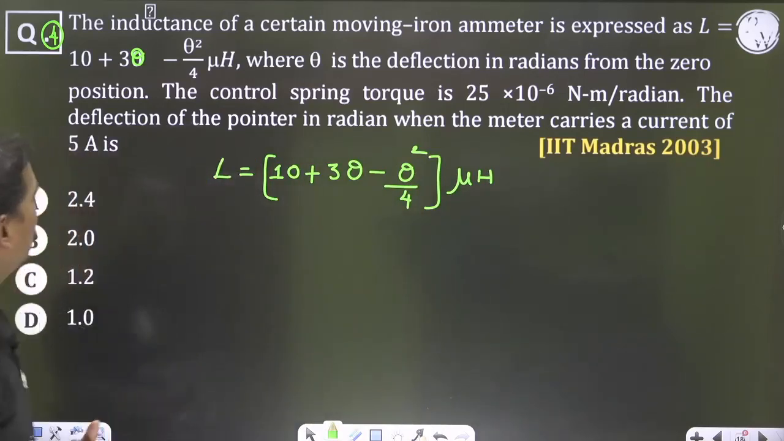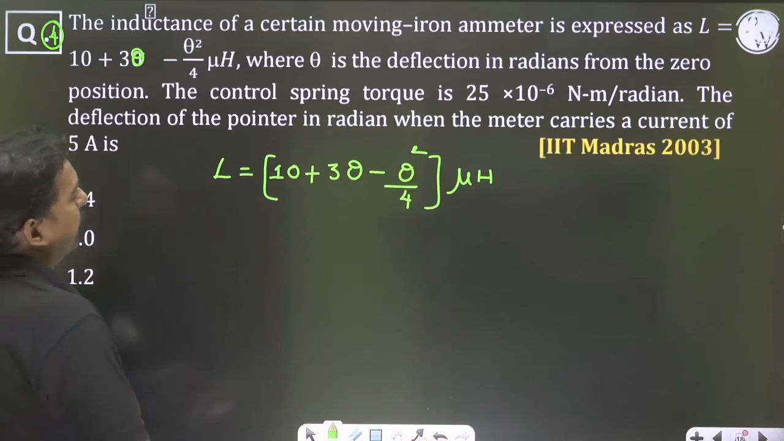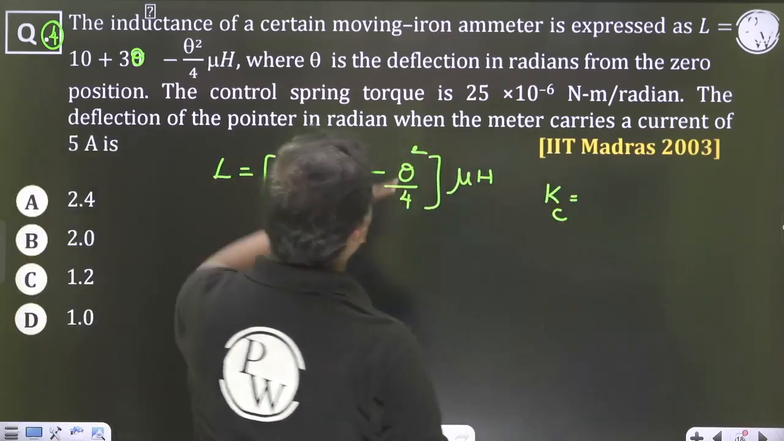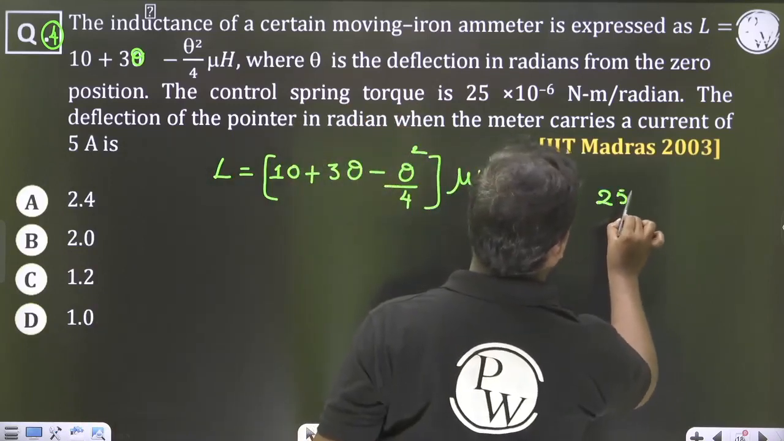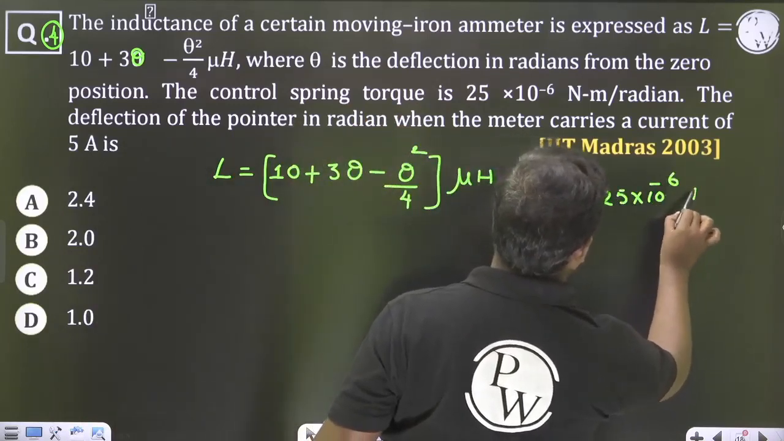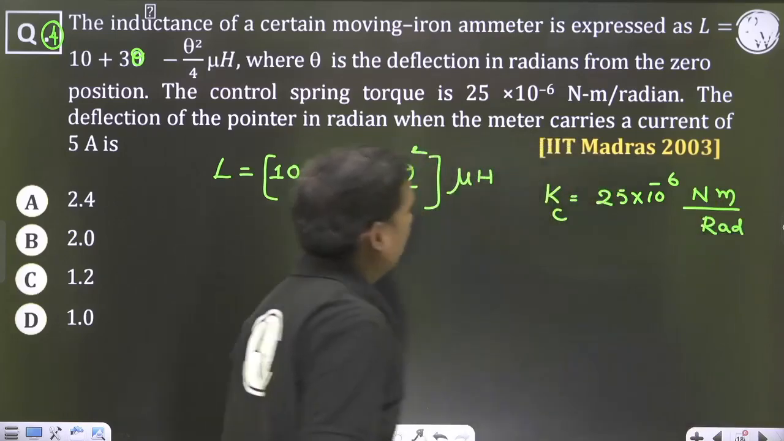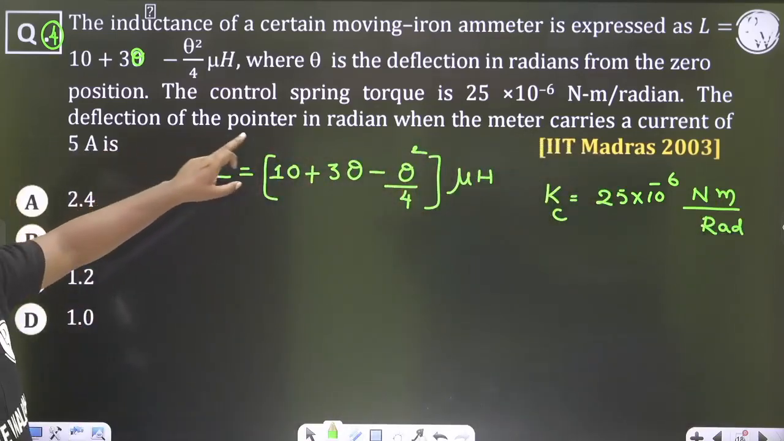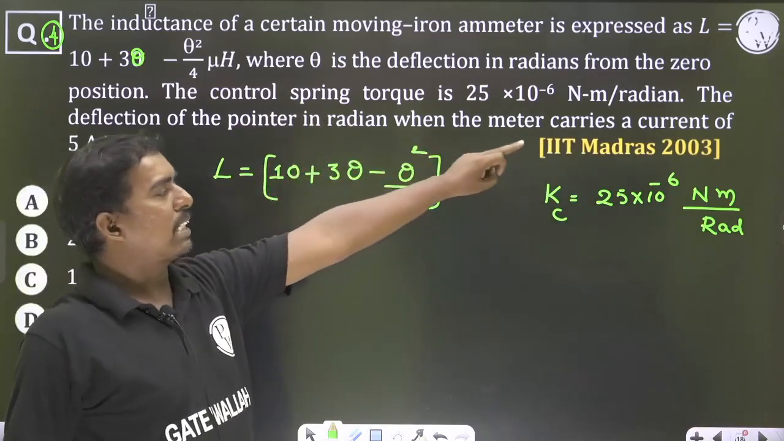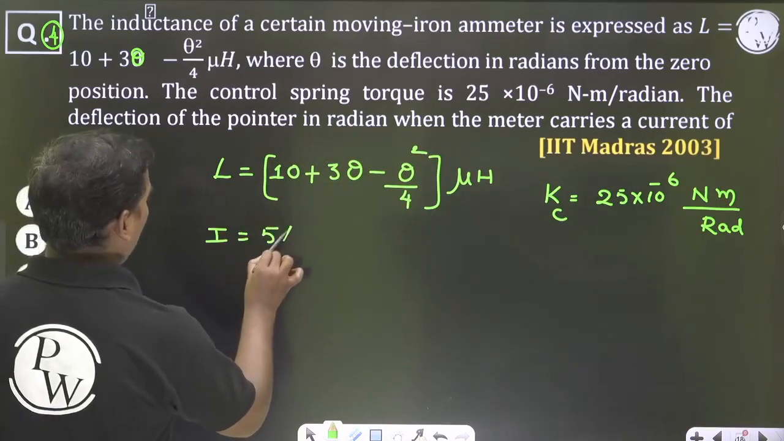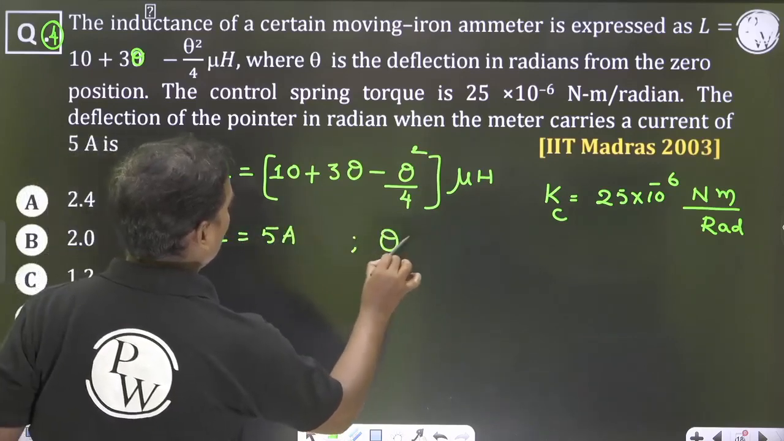From the zero position, the control spring torque Kc is given as 25 into 10 power minus 6 Newton meter per radian. This is given in radians, no problem. What is the deflection of the pointer in radians when the meter carries a current of 5 amperes?